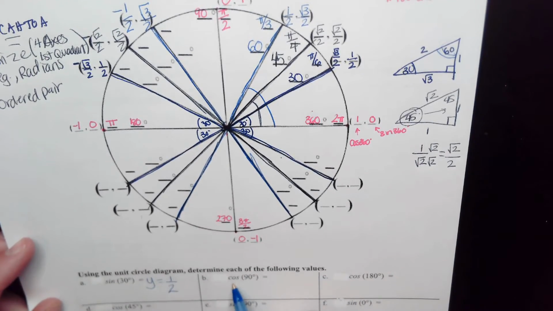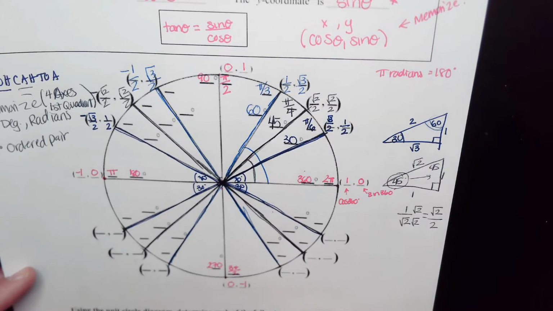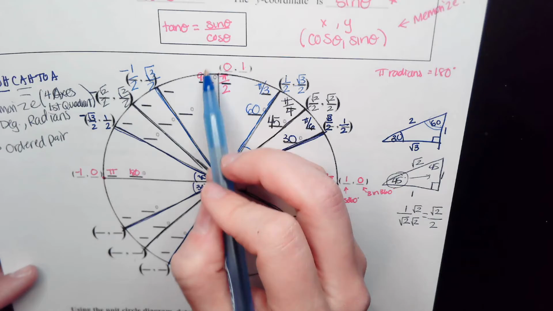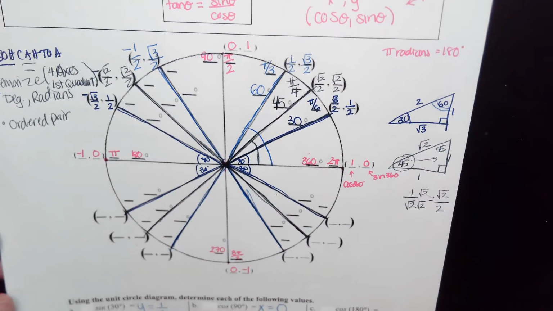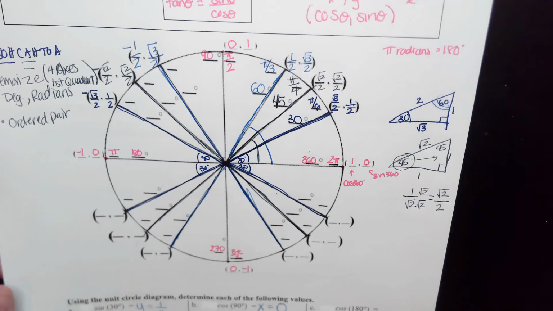Cosine of 90. So cosine is the x coordinate. So what's the x coordinate of 90 degrees? The x coordinate here is 0. All right, pause the video and do the rest of those on your own.